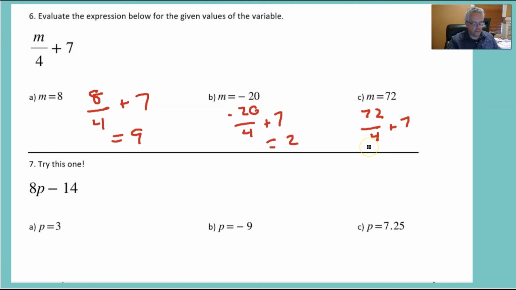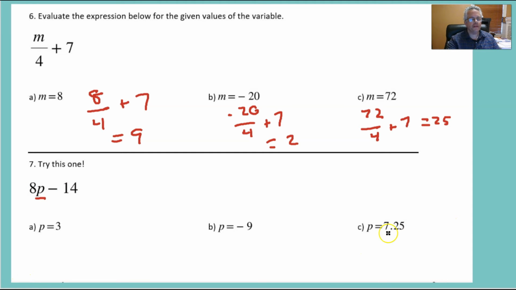All right, 72 divided by 4 is 18, and plus 7 would be 25. All right, here's another one. 8 times p minus 14, our variable is p.